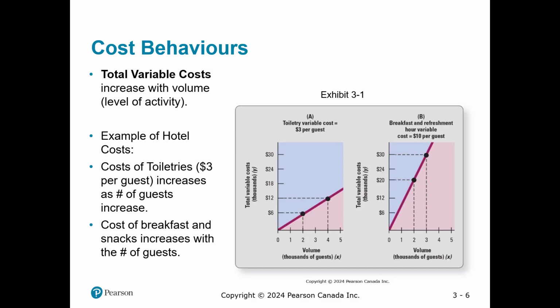Let's start with variable costs. Total variable costs increase with volume, the level of activity. An example for a hotel would be the cost of the toiletries, the total cost of the toiletries, which are $3 per guest. Well, the total cost increases as the number of guests increase. And we can see that here. When we have 0 guests, the total toiletry cost at $3 per guest is 0. But when we increase it to 4 guests, the total toiletry costs are now $12. So that volume of guests is changing the total variable cost.